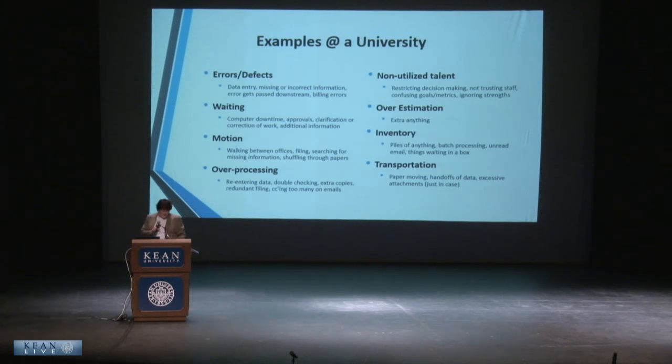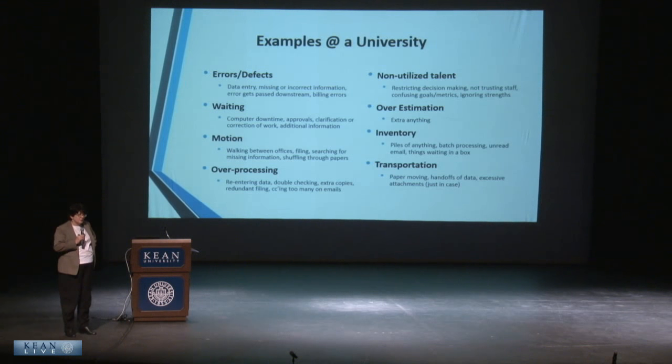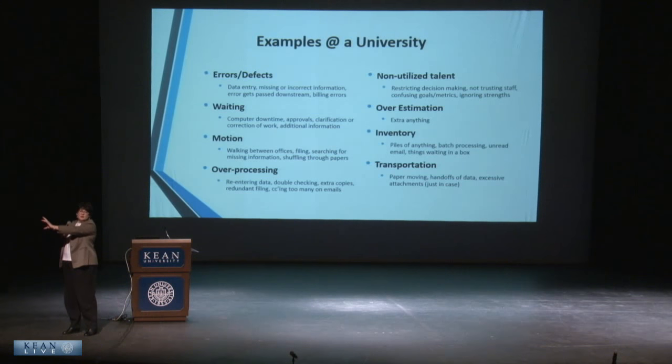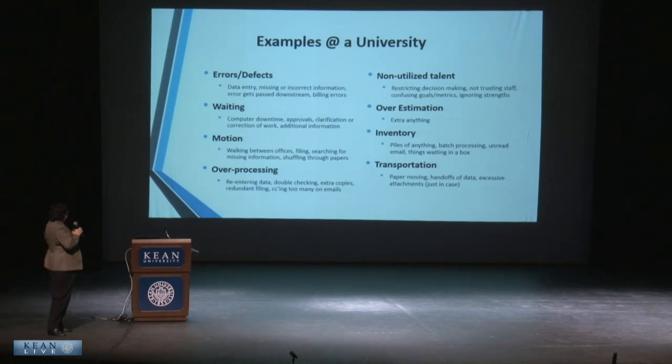Here I've highlighted some examples to get you all started thinking about the areas. So errors, defects, data entry. A lot of errors in data entry causes people to do double checking. So you create an error here in the system. Now this person down here who's relying on that information has to double check and go back to the original source. Error gets passed downstream.